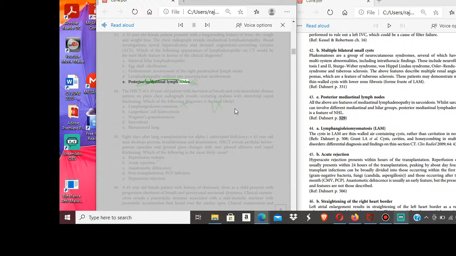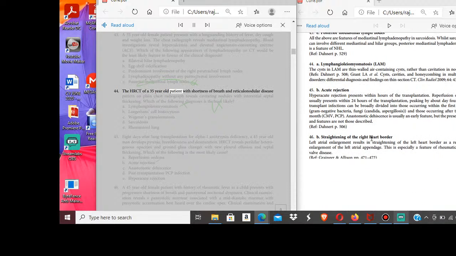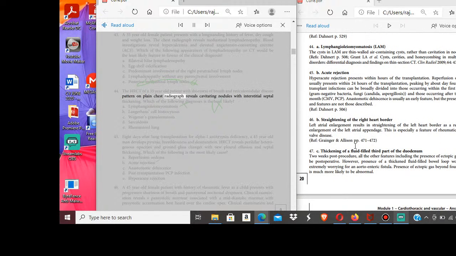Nodes. 44. The HRCT of a 35-year-old patient with shortness of breath and reticulonodular disease pattern on plain chest radiograph reveals cavitating nodules with interstitial septal thickening. Which of the following diagnoses is the least likely? A. Lymphangioleiomyomatosis. B. Langerhans cell histiocytosis. C. Wegener's granulomatosis. D. Sarcoidosis. E. Rheumatoid lung.